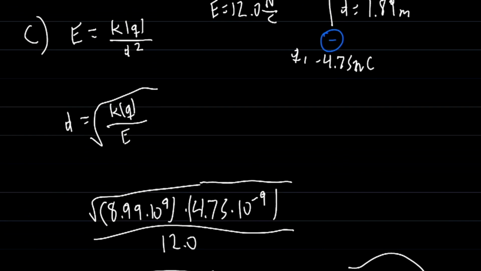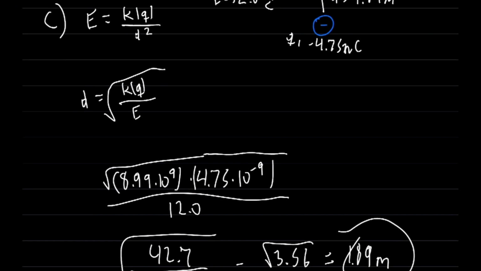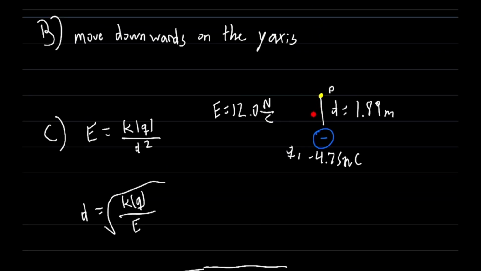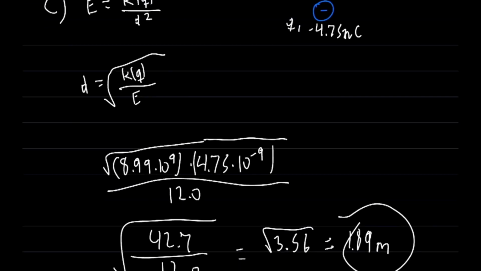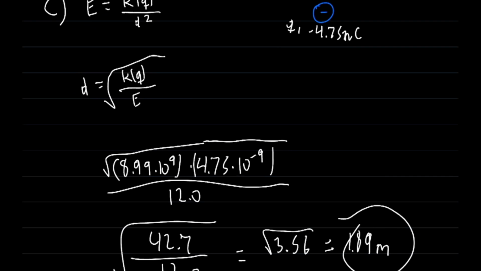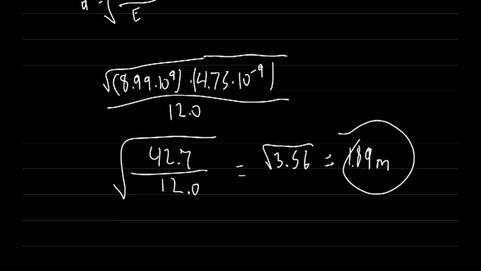And then for C, all that changes here is that we're looking for D, or the distance between the two. We're looking for the distance, and then we would change our formula so that we can find the distance, and that would give us the square root of K times Q over E, which is our magnitude. We're plugging in numbers and solving.